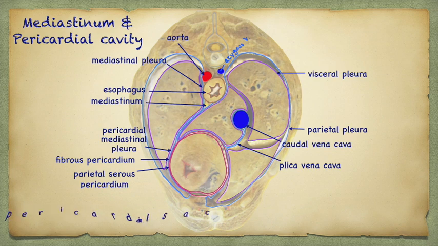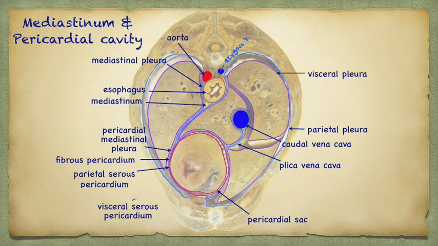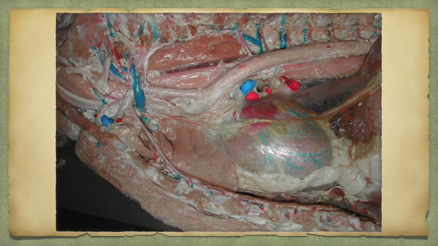Then we have the pericardial sac, and then up against the heart, guess what we have? That's right, we're going to have the visceral serous pericardium. That is also known as the epicardium. So let's go back to a specimen again. So here we see the mediastinal pericardial pleura surrounding the heart.